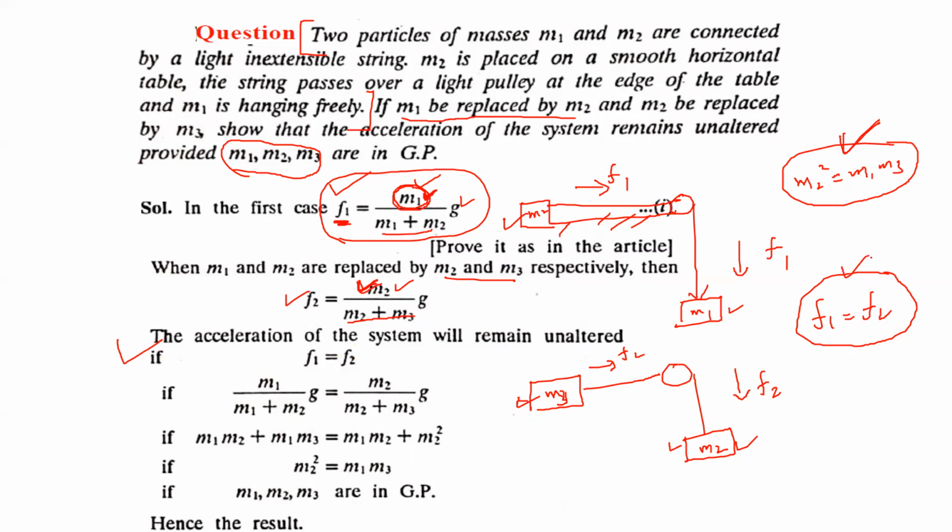So we are doing it in the reverse sense: they are equal if... let us check what condition is derived if both are equal. We equate both, and when we simplify, we will get this equation, that is if m1, m2, m3 are in GP, then f1 will be equal to f2, and which is true. This is true because we are given that m1, m2, m3 are in GP, so that's why f1 is equal to f2, and hence the result.